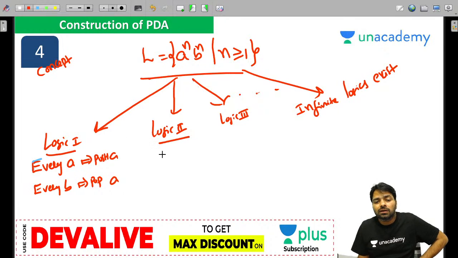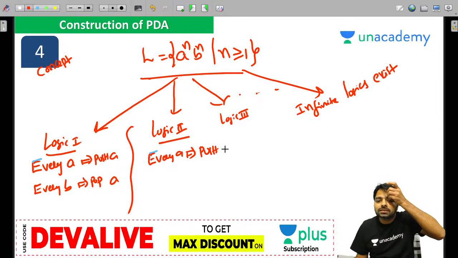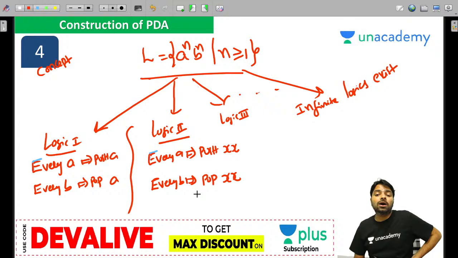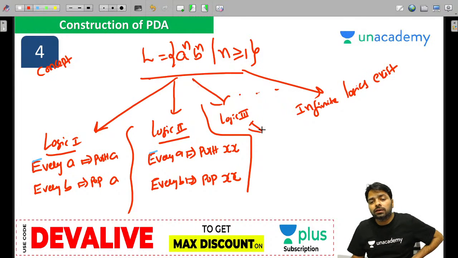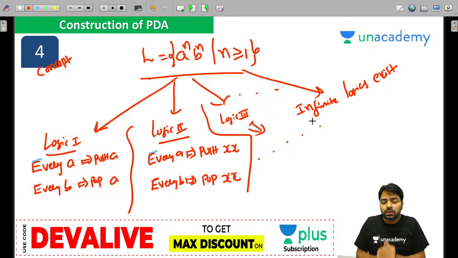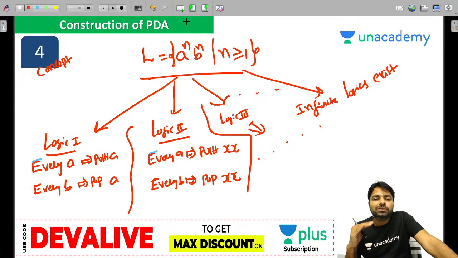Another logic, here a different logic, guys. Every A, I can push 2x, I push double x. So after doing that for every A, when every B comes, for every B I pop 2x. It's my choice how I design. And logic 3, I can do something else also. Like that you may have many logics in the world to understand the same problem. Clear? First you need to fix which way you want to design.